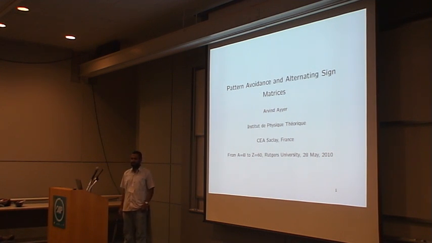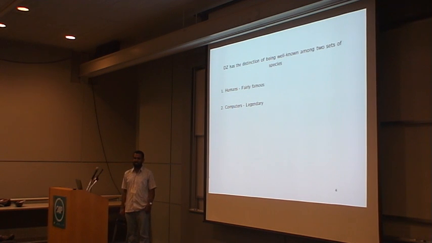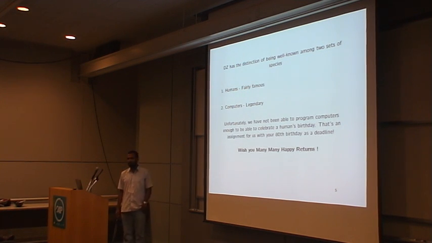And of course this is an ideal birthday present for Professor Ayyer because he was the first one to prove it. So here is what I wanted to say. Professor Ayyer has the distinction of being well known among two sets of species. Among humans he is fairly famous, not because of the community here, but because not all humans are mathematicians. But among computers, he is legendary. And in fact, as Lara remarked, Shalosh B. Ekhad is the Paul Erdős of computers. Unfortunately, we have not been able to program computers to celebrate Beethoven's birthday, so that is an assignment for us. At his 80th birthday conference, I wish you many happy returns.